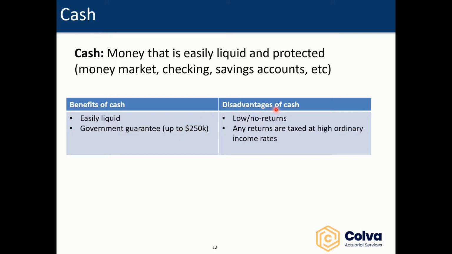The disadvantage of cash is extremely low returns, and you should already know this, right? If you have a lot of money sitting in your bank account, it's not making much. And if it is making anything, like an online savings account making 0.5%, all of that is taxed at high ordinary income rates, just like bonds are. So there's not much value other than cash is protecting your money.